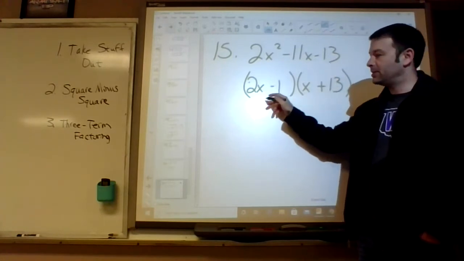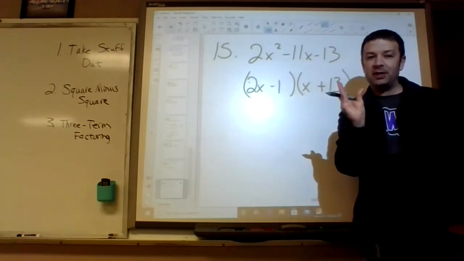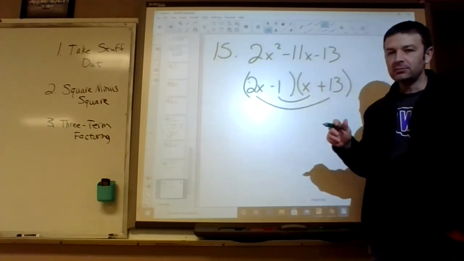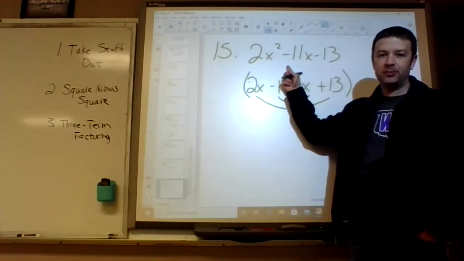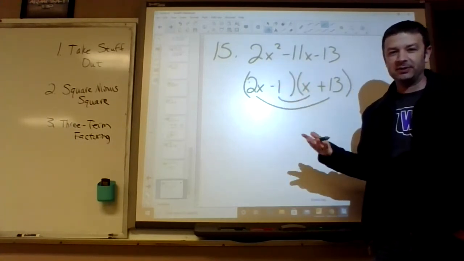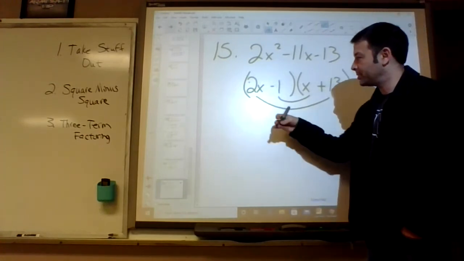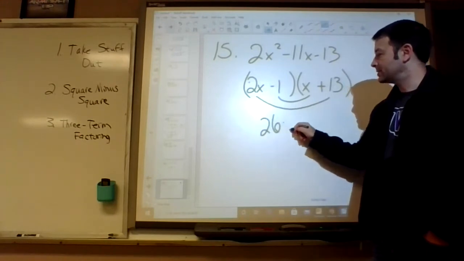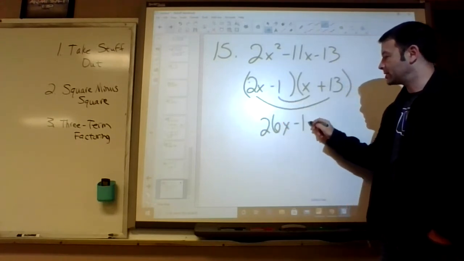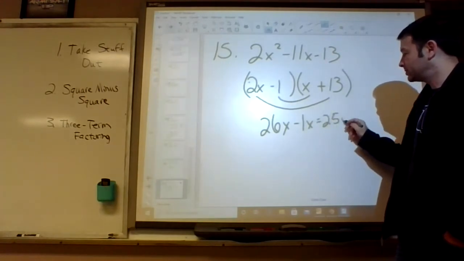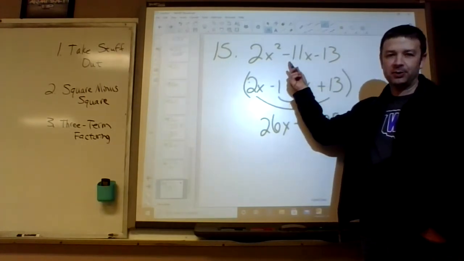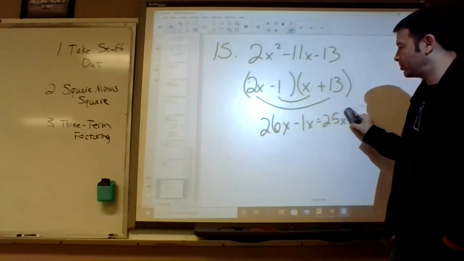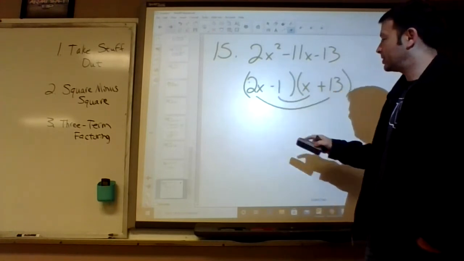So really, instead of all the FOIL, I'm just going to do outside, inside of the FOIL. And if that gives me the middle term, then I know I did it right. But like I said, I chose it so it wouldn't work on this one. So if I do outside, 2 times 13 would be 26x. If I do the inside, that's minus 1x, which equals 25x, which is not the middle term. Okay? So if 1 and 13 don't work, then what we need to do is try 13 and 1.